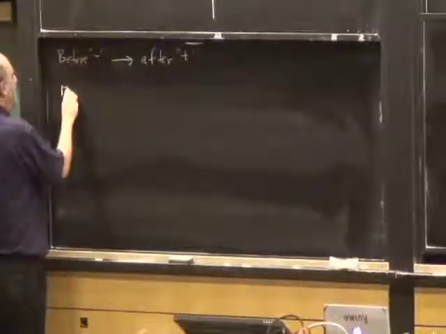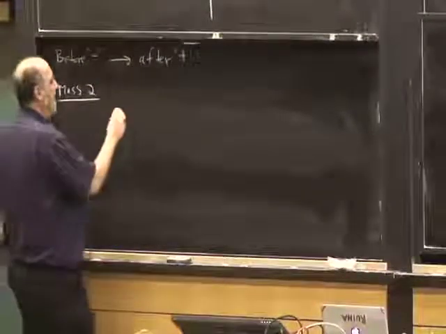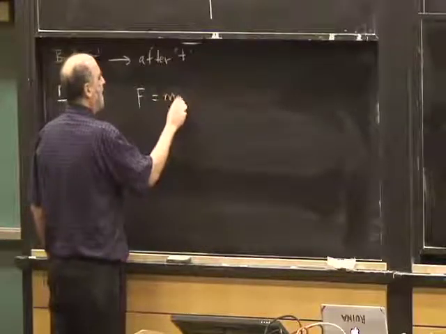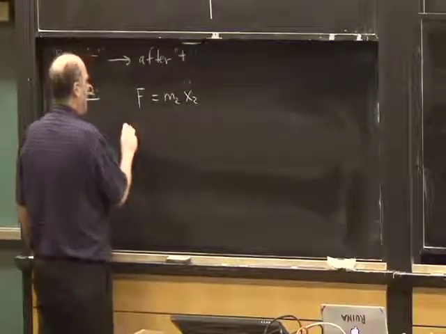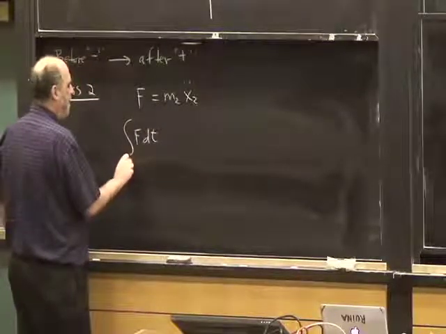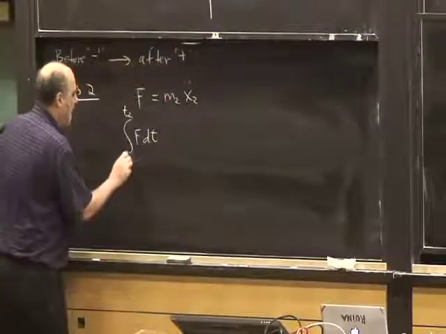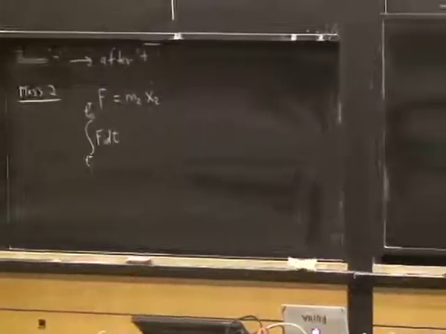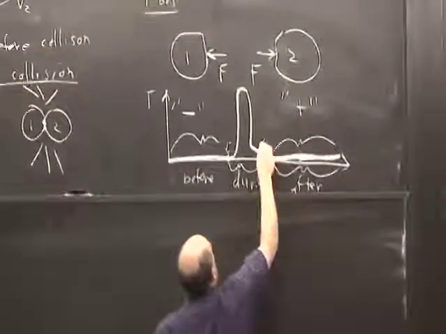Well, let's just look at mass 1. Let me look at mass 2 to keep the sign convention simpler. For mass 2, we have that F is equal to m2 x2 double dot. We can write that then as the integral of F dt from some time before to some time after. So I'll put this from t minus up to t plus. And I can mark then on this plot a time which I'll call t minus and a time which I'll call t plus.